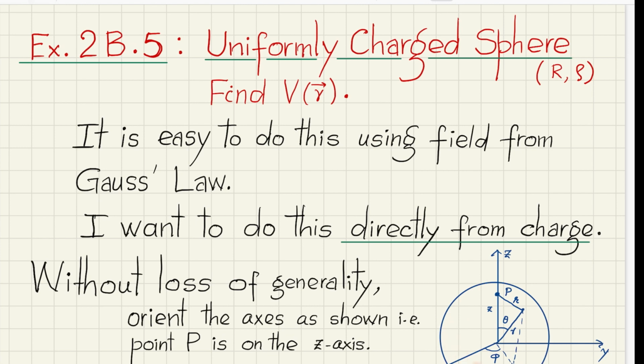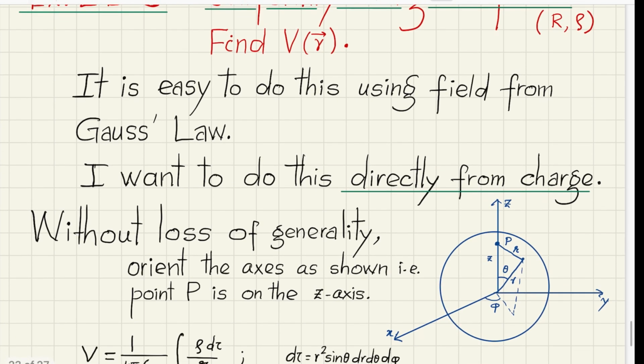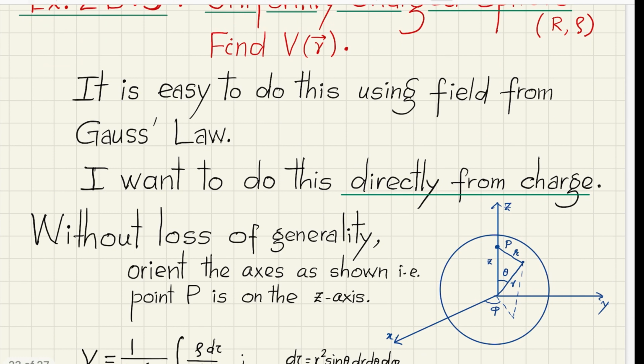I can always orient my sphere such that my point P, this being spherically symmetric, lies on the z-axis, so that I can use my standard symbols of the spherical coordinate system. Then it's a very simple integral. So this is dq by r, so rho d tau. d tau is r square sine theta dr d theta d phi. We have written this enough number of times.